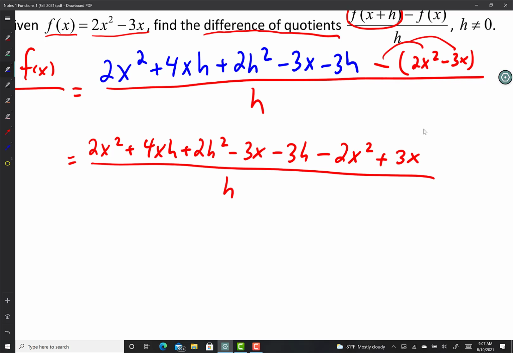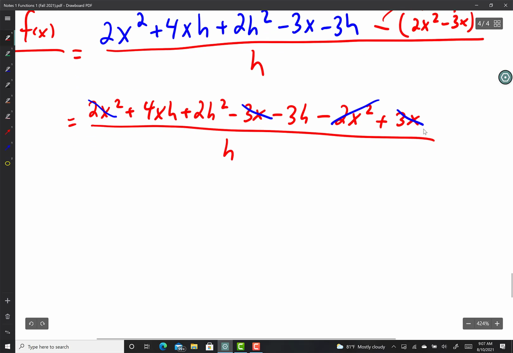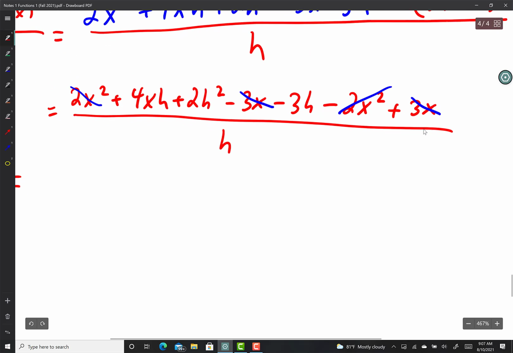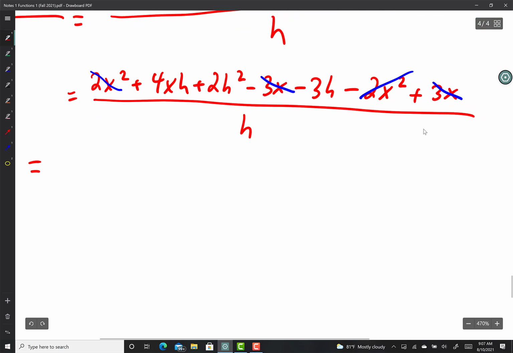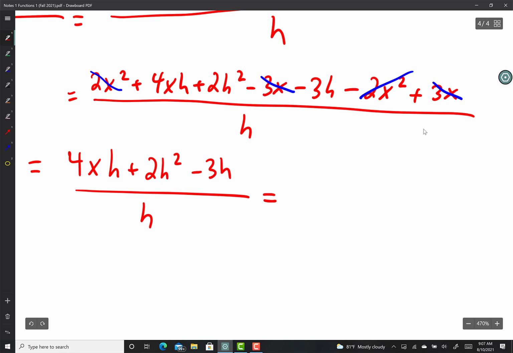Let's see. Does that negative 2x squared cancel? Or actually, I shouldn't say the word cancel. Does it zero out in the numerator? Yeah, I have a positive one over here. 2x squared zeroes out with negative 2x squared. Do you guys see that? Yes. All right, next. Does that positive 3x zero out with the negative 3x? Yes. Perfect. Now, you can rewrite this. 4xh plus 2h squared minus 3h all over h. So catch up to there.